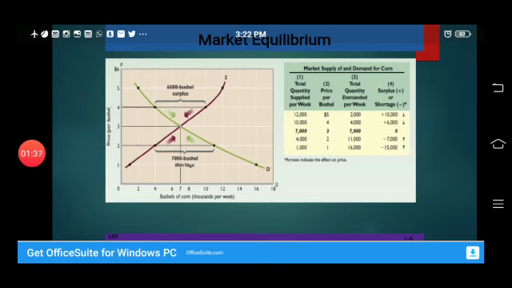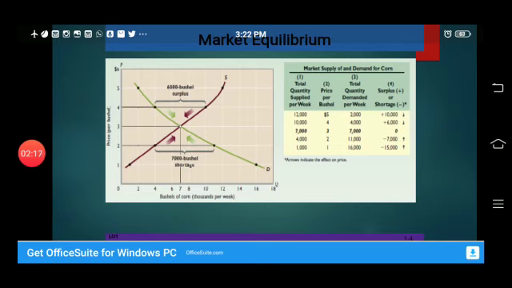1 and 2 show the supply curve, 2 and 3 show the demand curve, and 4 shows the surplus and the shortage. What we have done is plot each and every point on this graph. First of all, we have drawn the demand curve, and then we will draw the supply curve. How will we draw the demand curve? We will plot the quantity demanded against prices. And how will we draw the supply curve? We will plot the quantity supplied against the prices. By joining these points, we get the demand curve and the supply curve.